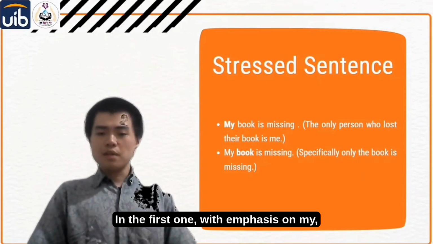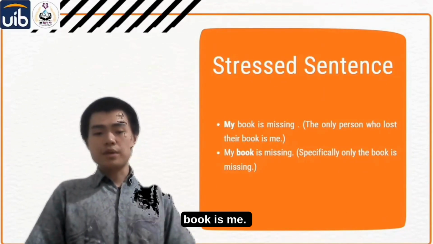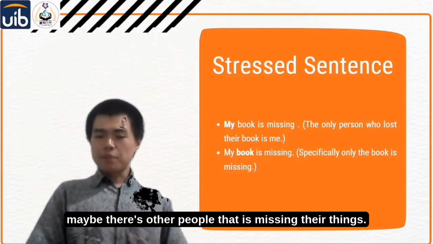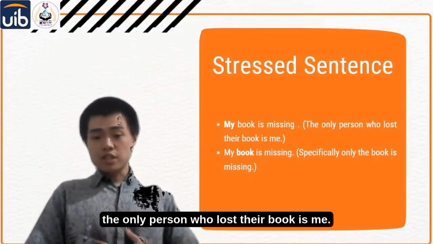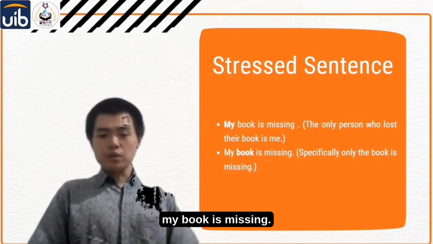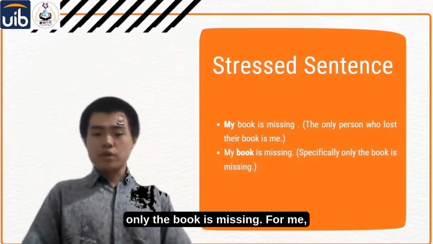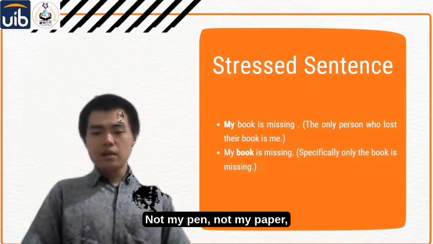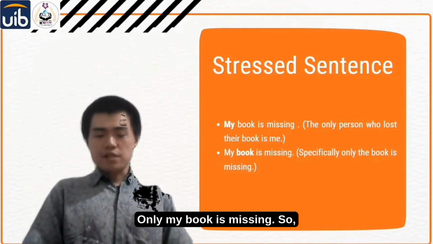In the first one, with emphasis on my, it emphasizes that the only person who lost their book is me, right? In this conversation, maybe there's other people that is missing their things. But in this case, the only person who lost their book is me. The second one, my book is missing. It means that specifically only the book is missing. For me, only my book is missing. Not my pen, not my paper, not my phones, only my book is missing.